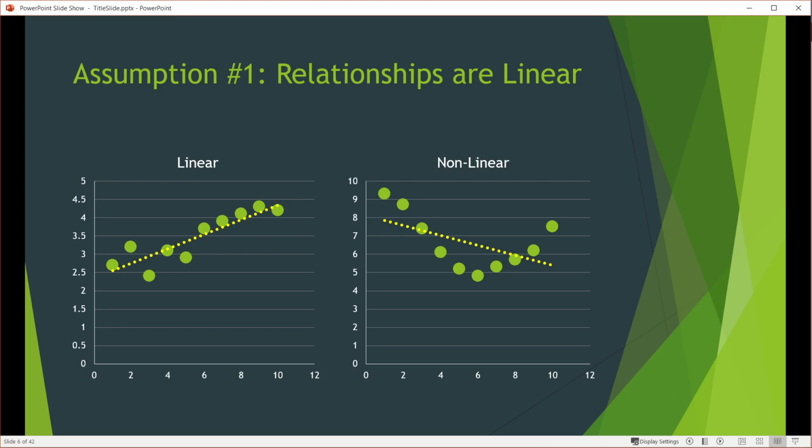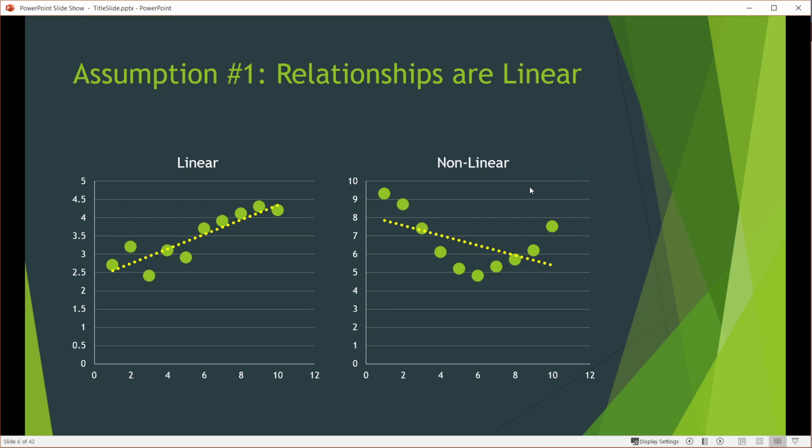Let's look at our first assumption, that our relationships are linear. So for an ordinary least squares regression, linear regression, we're making the assumption that as our x value increases or decreases, our y value should generally increase or decrease. That will give us an accurate prediction. So notice on the left-hand graph, we have a linear relationship between our independent variable and our response variable. So as our independent variable increases, our dependent variable seems to increase as well.